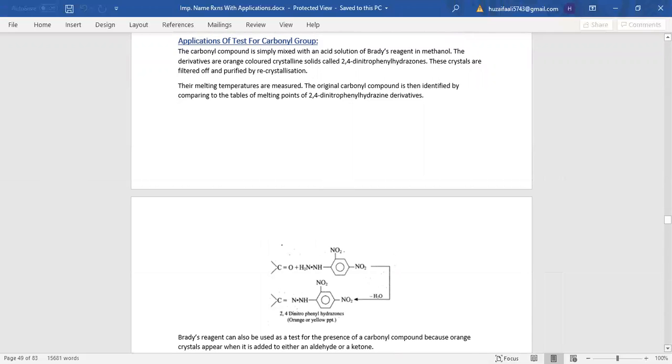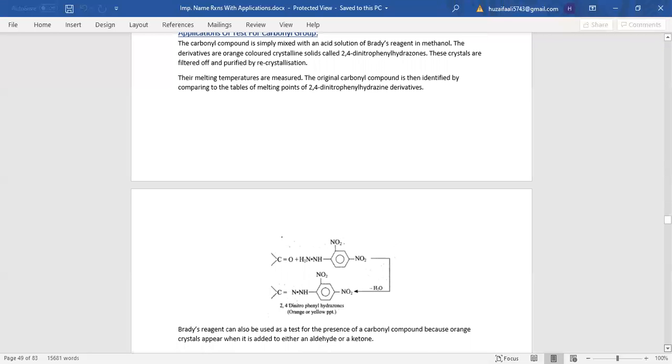Applications: the carbonyl compound is simply mixed with an acid solution of Brady's reagent in methanol. The derivatives are orange-colored crystalline solids called 2,4-dinitrophenylhydrazones. These crystals are filtered off and purified by recrystallization. Their melting temperatures are measured. The original carbonyl compound is then identified by comparing to the tables of melting points of 2,4-dinitrophenylhydrazine derivatives.